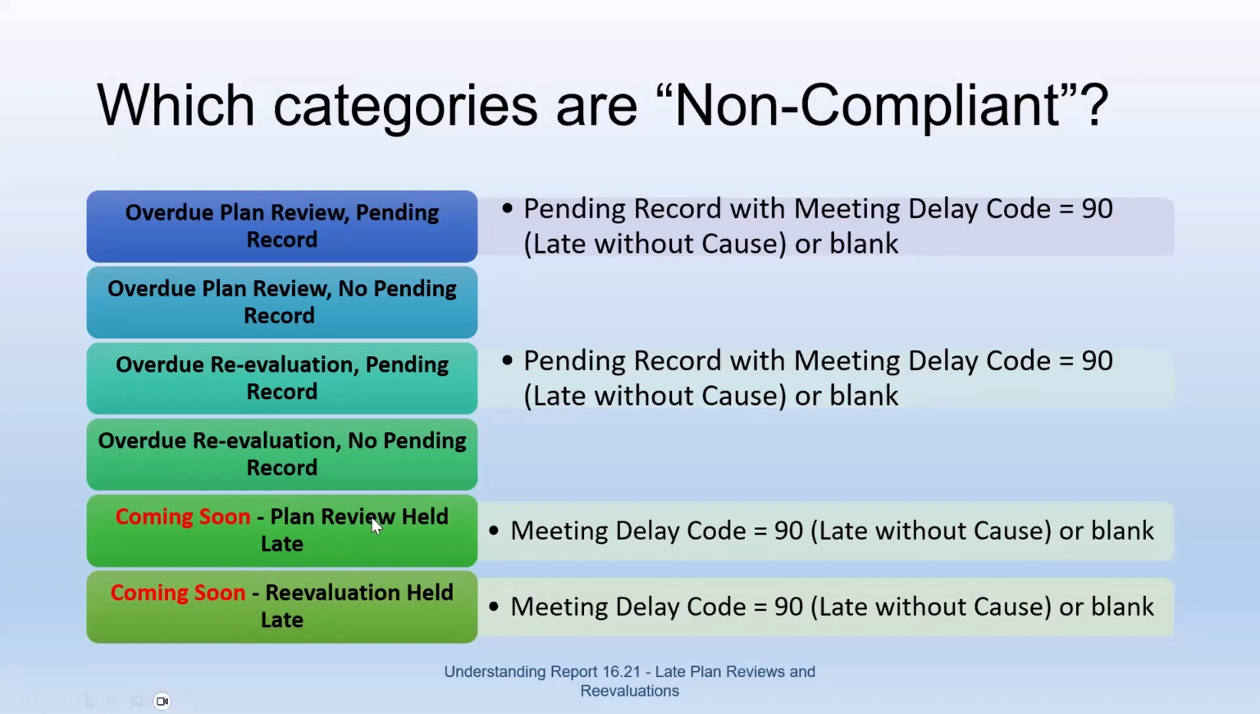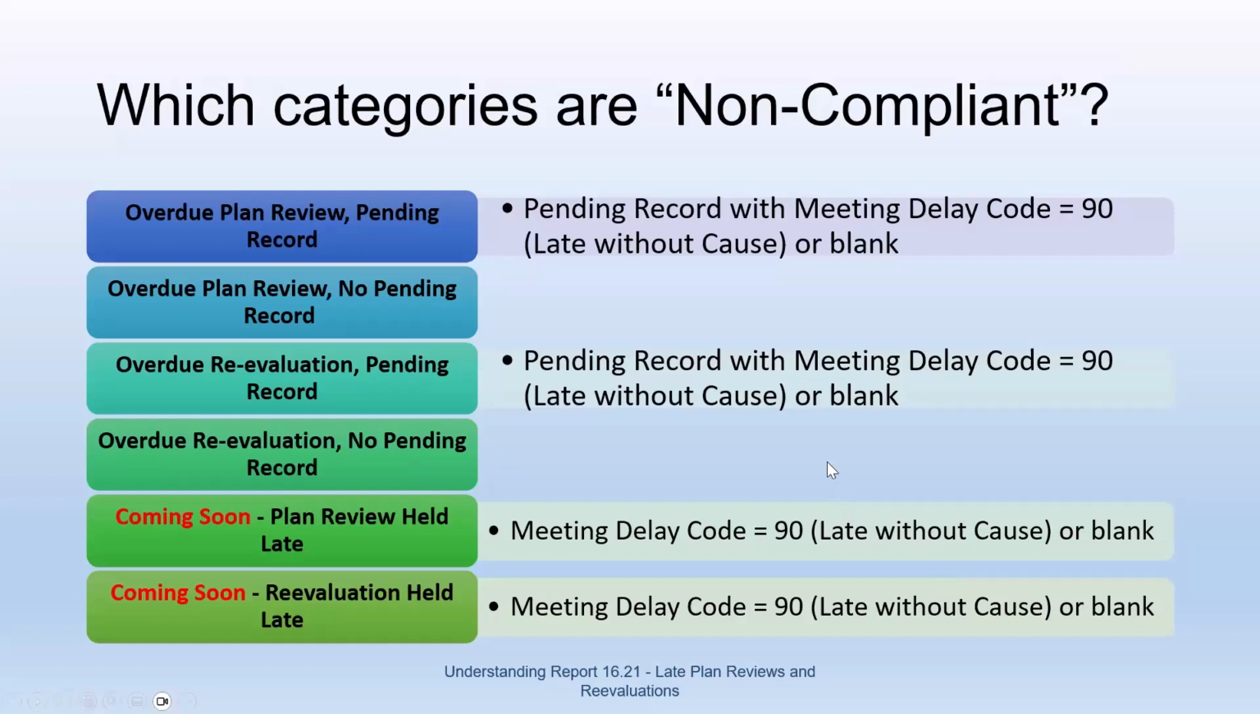But those are plan reviews that were held late and reevaluations that were held late, where the meeting delay code is 90, which means it was late without cause, or there's nothing in the meeting delay code. It's blank. Okay, so if you have those types of plans where they were held late, meeting delay code 90, or it's blank, after this change request goes into effect, when you run and use the non-compliant yes option, those are going to show up in that category, okay?